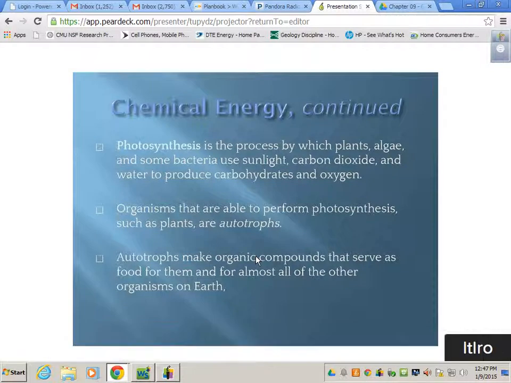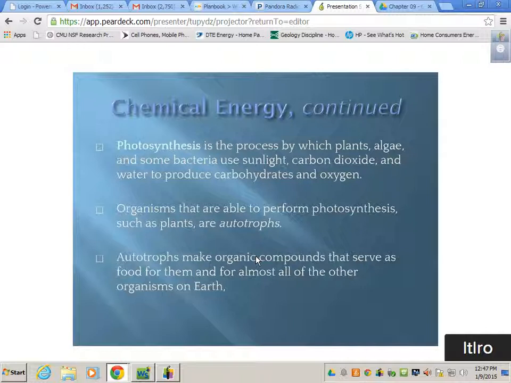Maybe a little. So organisms that are able to perform photosynthesis, like plants, are called autotrophs. Auto means self. Troph means to feed, like a pig or a farm animal, right? So these are self-feeding organisms. We understand this from earlier chapters. Remember talking about the energy pyramid, autotrophs, all that?